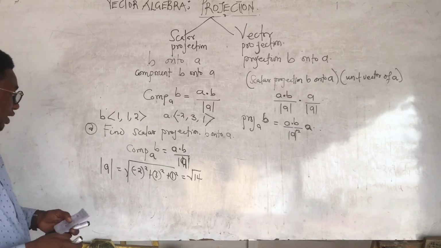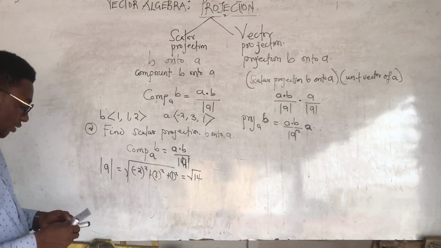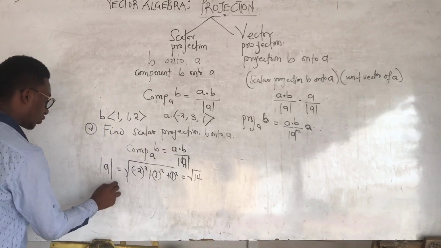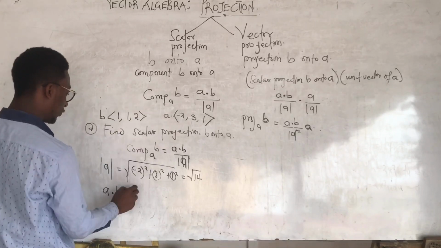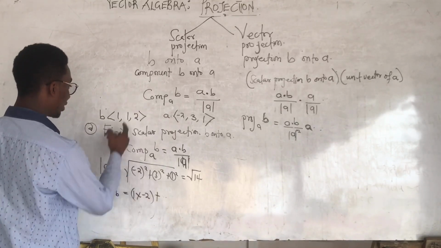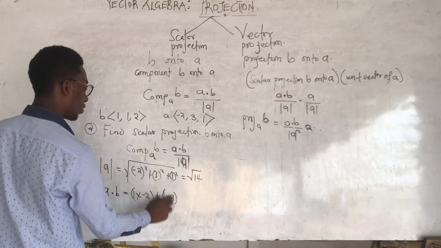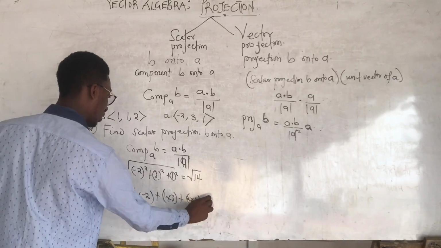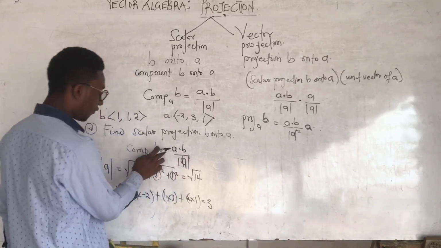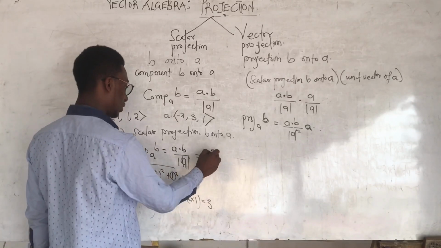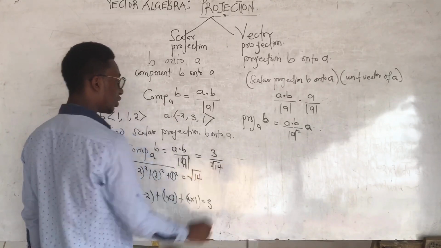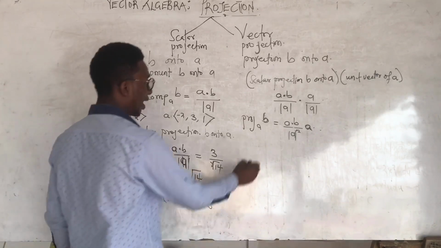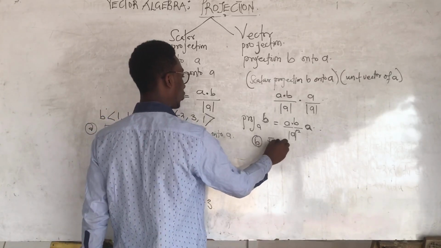Now for the scalar projection of B onto A, we need the dot product of A and B. The dot product is equal to 1 times -2, plus 1 times 3, plus 2 times 1. When you solve this, you get 3. Therefore, the comp of B onto A will be equal to 3 divided by the root of 14.